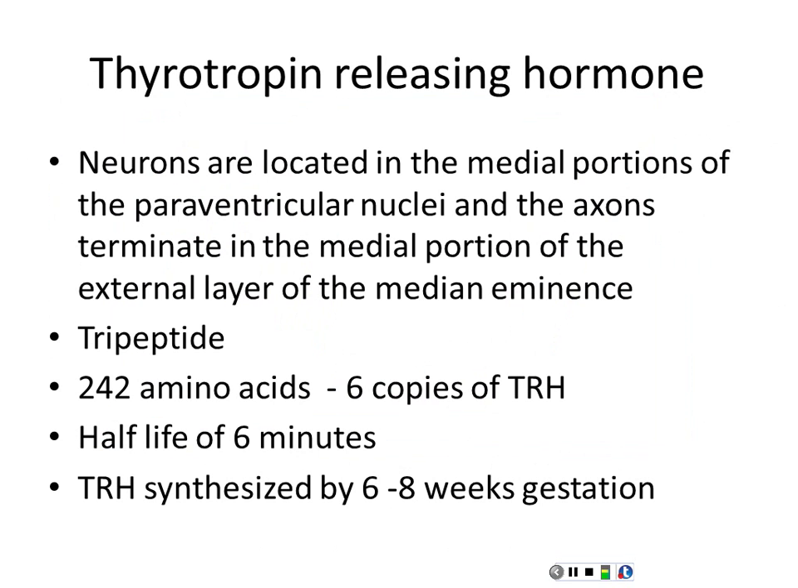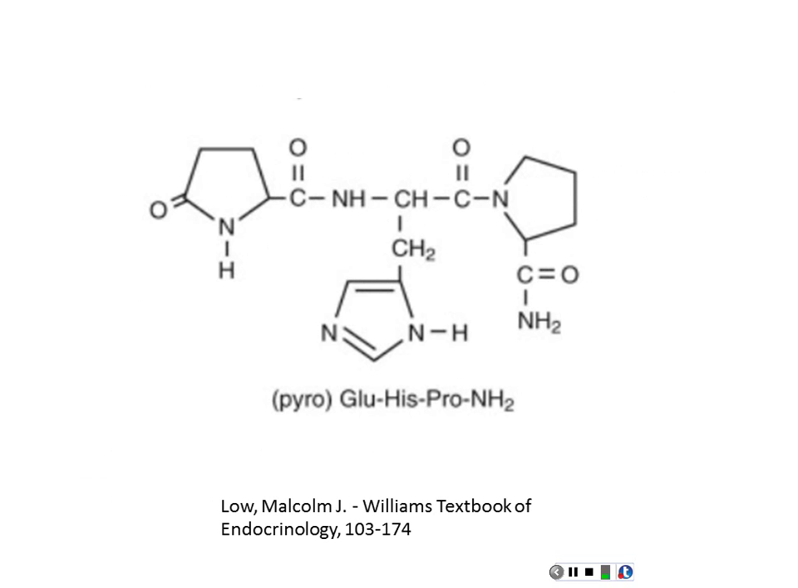Thyrotropin releasing hormone. So these neurons are located in the medial portions of the paraventricular nuclei. And here again, the axons terminate in the medial portion of the external layer of the median eminence. You can quote that to me. It's a tripeptide. There's 242 amino acids in the precursor, and each gene produces 6 copies of TRH. And the half-life is about 6 minutes. And TRH is synthesized by about 6 weeks gestation. And this is just a picture of what TRH looks like. You can see here tripeptide 1, 2, 3.